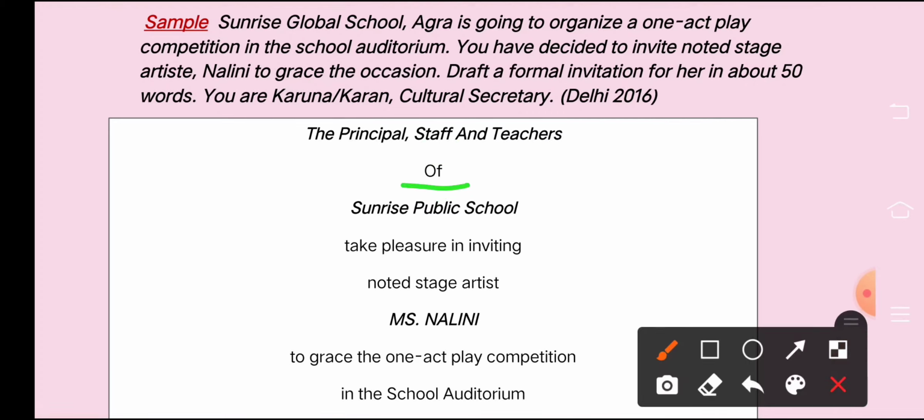Now you have to write the name of the school, right? So what is the name of the school given to you? That is Sunrise Global School. So the same you have to do. You may use different calligraphy, like I have used some bold and italic letters here. Here I am using normal font. So this type of calligraphy modulation you can give in your writing, to make it more attractive actually. So the name of the school you have written, Sunrise Public School.